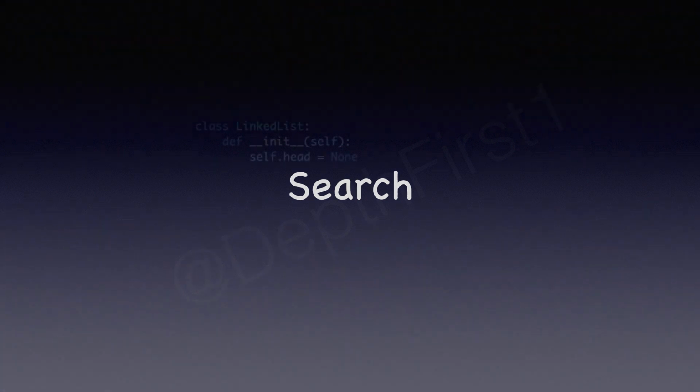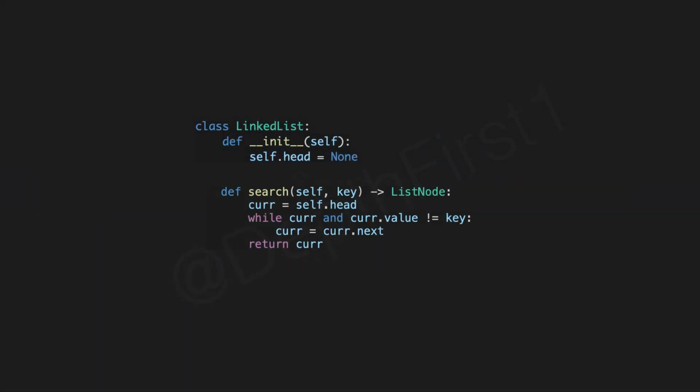Let's now examine the search function. The search function is responsible for locating the first node in the list whose value is equal to the specified key. Notice how it uses the cur variable again to traverse the list until it finds the matching value or until the end of the list is reached. If no element with the specified key is found in the list, the function returns None. Again, similar time and space complexity as the other functions that we just reviewed.